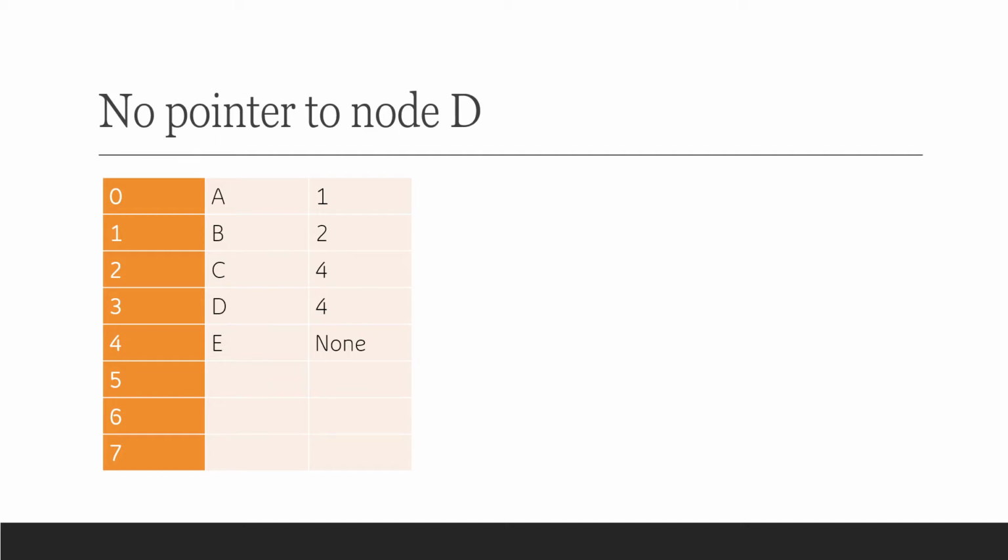There's no pointer to it, so when the computer goes through the linked list, it will just skip directly from C to E. And that's that. That's all you have to do to delete an item from a linked list.